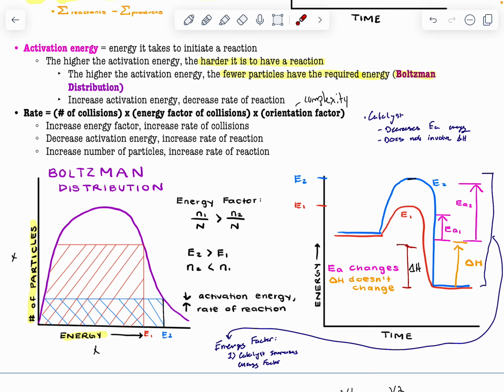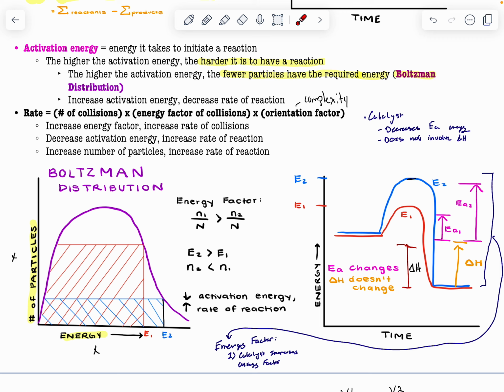So with the Boltzmann distribution, the rate of a reaction is determined by the number of collisions, the energy factor of the collisions, and the orientation factor. The number of collisions is basically saying how often do these particles bounce into each other? If they are bouncing into each other a lot, that means a lot more energy is occurring because a lot more of these particles are hitting each other at a much higher frequency.